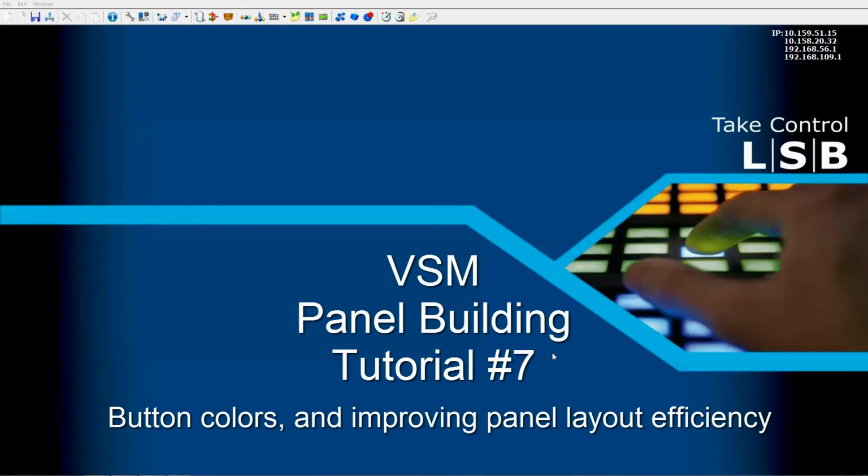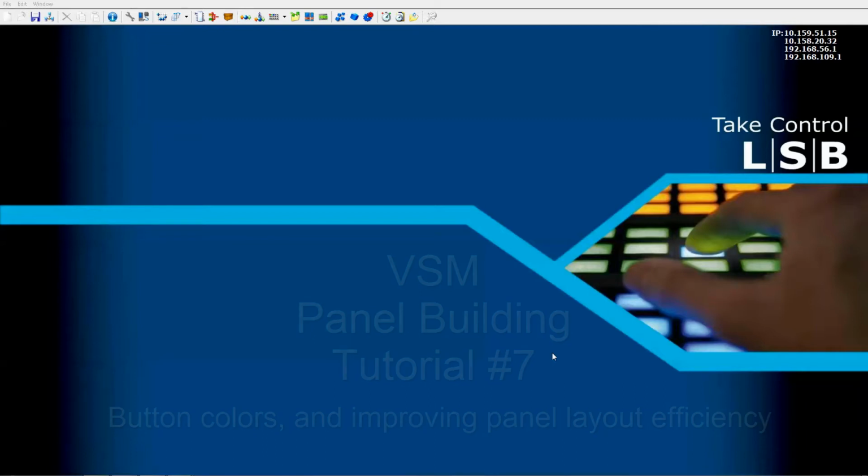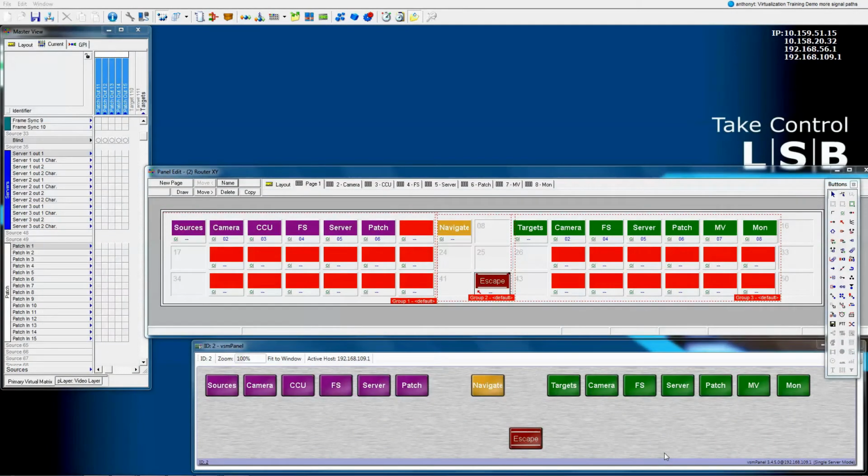In this video, we'll learn more about changing the color attributes of buttons and some additional page layout efficiencies by using one button placed on multiple panels. Since the previous training video, we've added a few buttons on other pages, so don't be surprised if you see a few more buttons than you saw in the previous video.